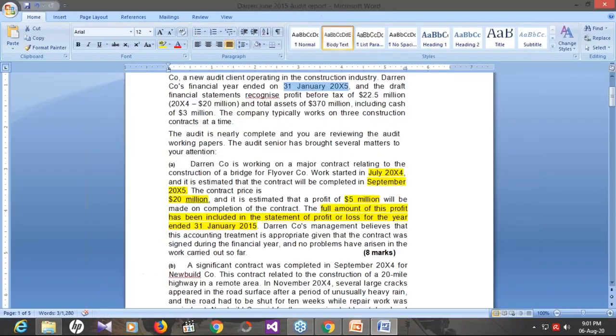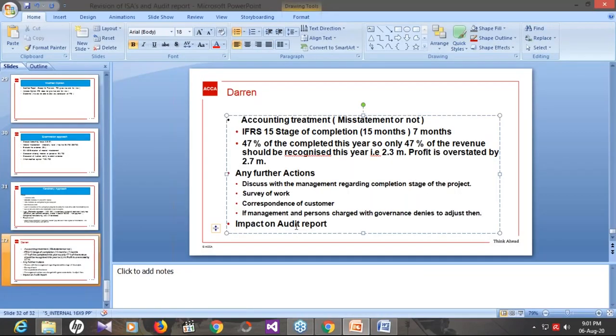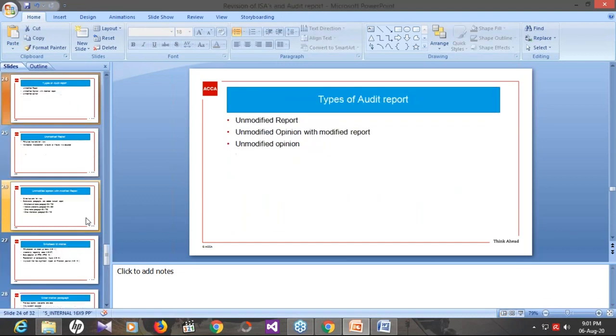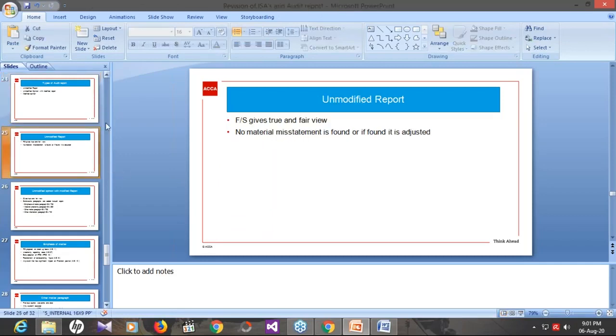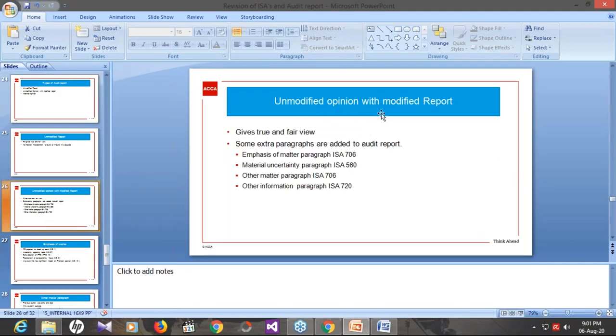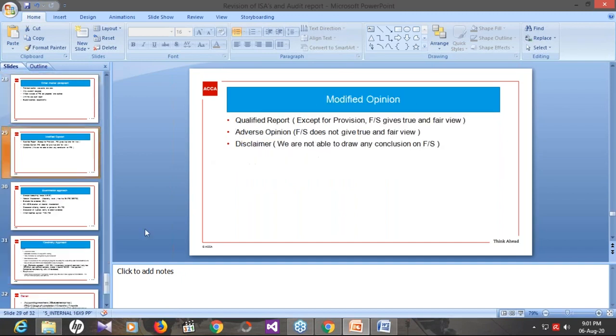So if we go back to slides, we are already in slides. Okay. There were three types of audit report: unmodified report, unmodified opinion with modified report, and, sorry, this is wrong. This is not unmodified, this is modified. You should change this in your slides. So these are three basic factors: unmodified opinion with modified report, and this is the explanation of the factors.